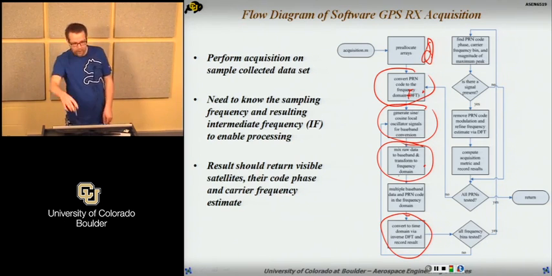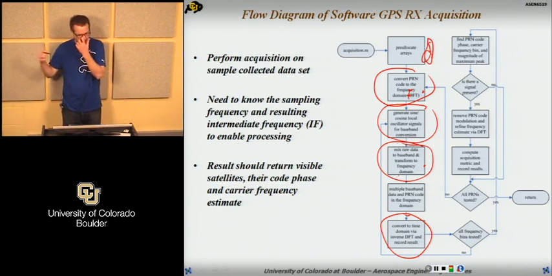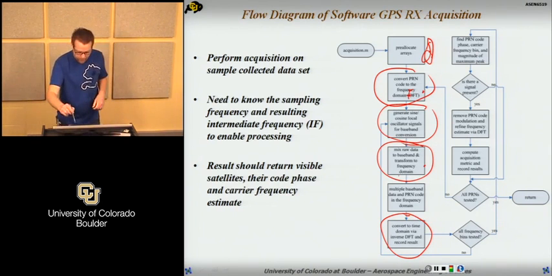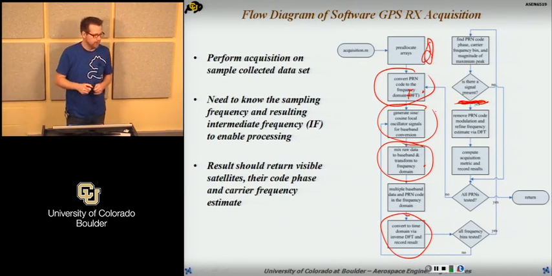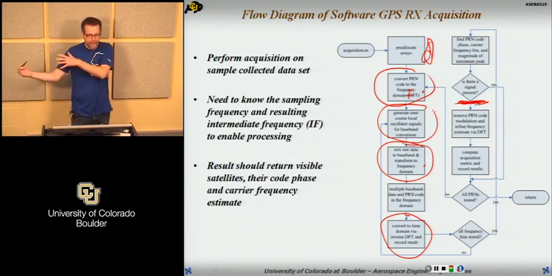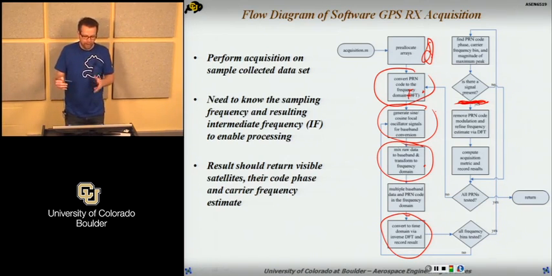Then we'll look at the metrics, find out if there is a signal present, all right? And this is basically the first half of the acquisition function. For the second half, in order to start tracking a little bit better, we try to find a better estimate of the code frequency.